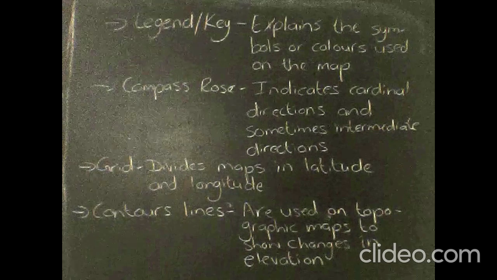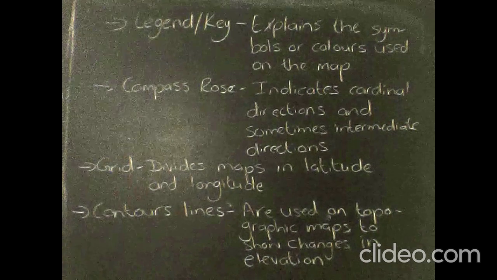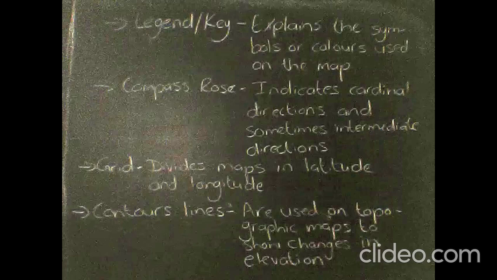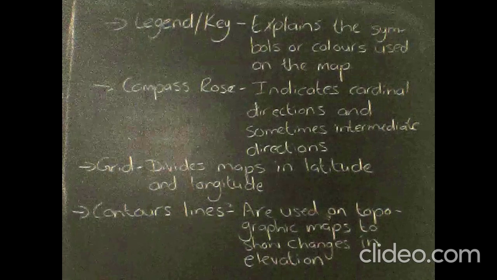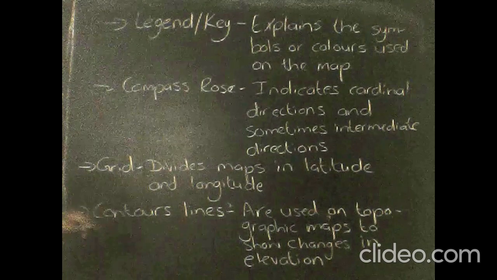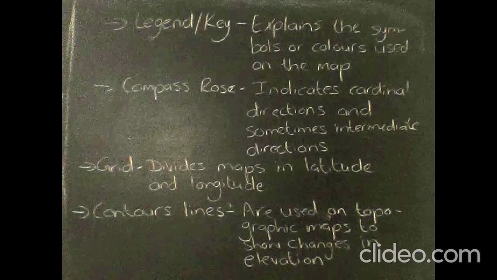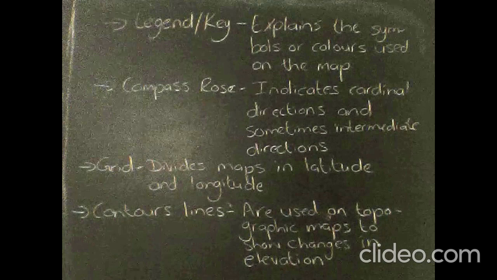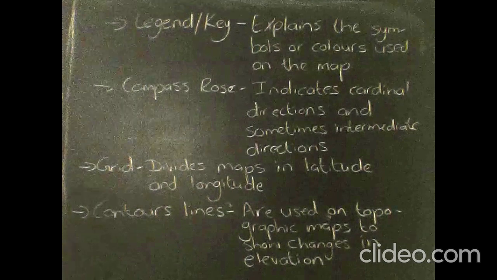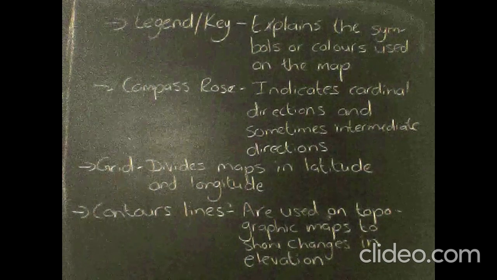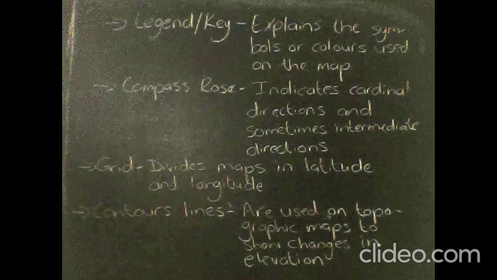Then we have contour lines, and under contour lines, there's actually two others that I want to discuss in this lesson. So the contour lines are used on topographic maps to show changes in elevation. So your contour lines will show where the land is higher or where it is lower. But let's look at the other two that come out of the contour lines.